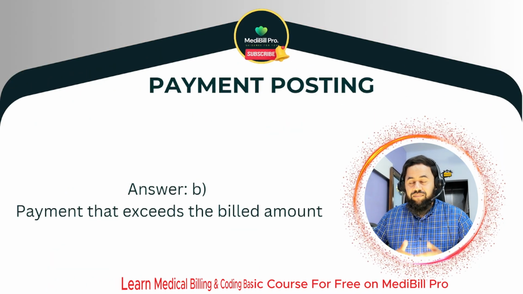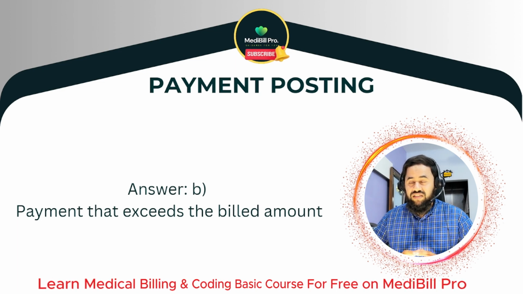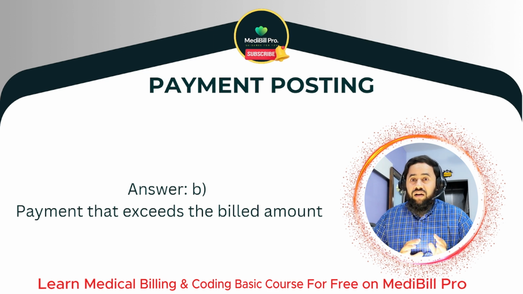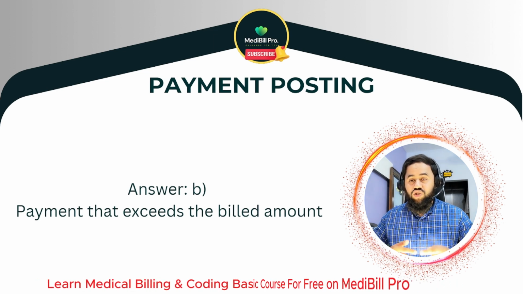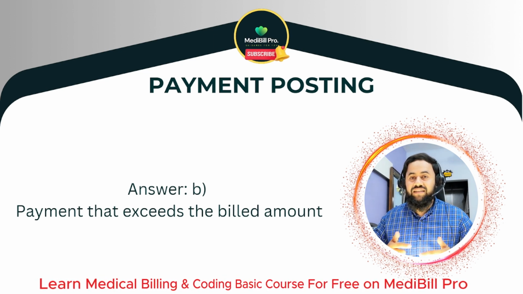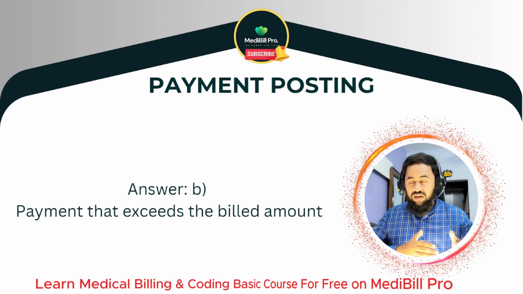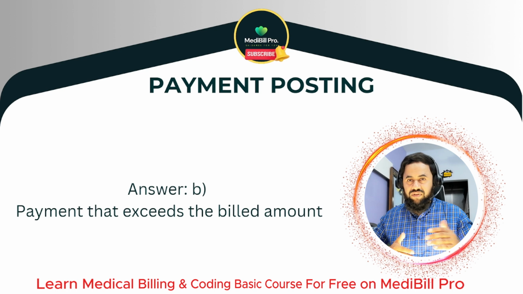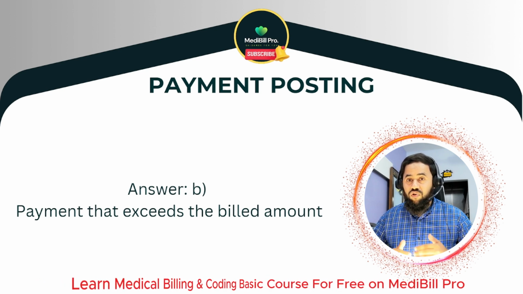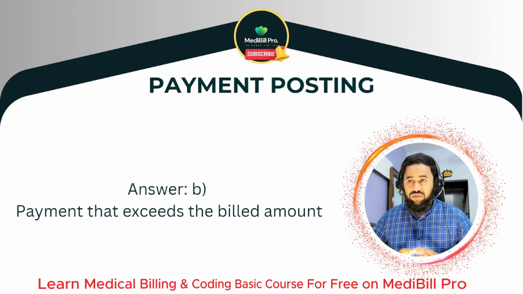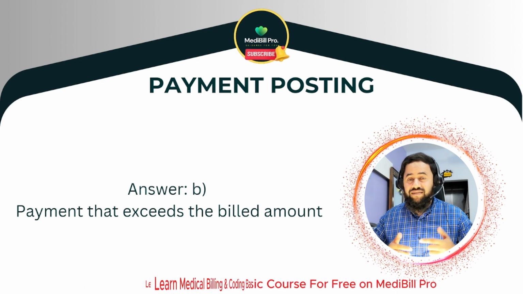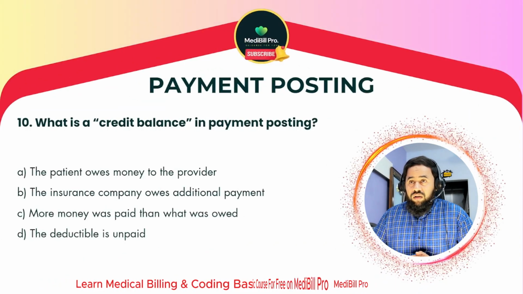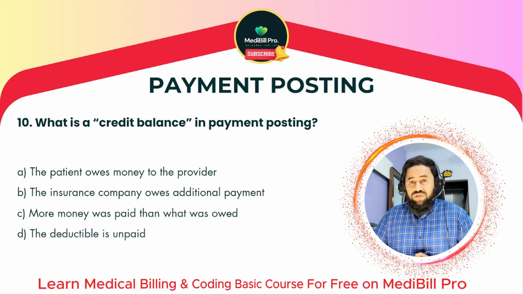Okay, so if there is a billed amount like $100 and insurance has paid more than that, then that kind of thing can be counted as overpayment. Okay, so if insurance is going to process a claim, basically there was a total $100 charge amount, and the insurance allowed amount is like $70 or $75, and insurance paid more than that allowed amount. Okay, so that can be called the overpayment. Okay, so option B is the correct one. What is the credit balance in payment posting?